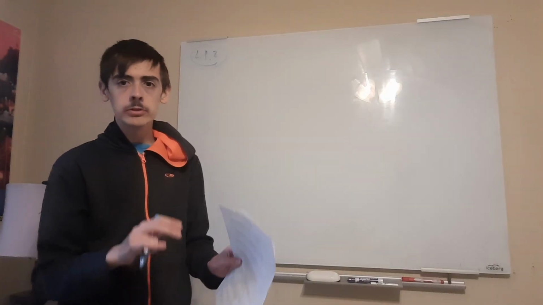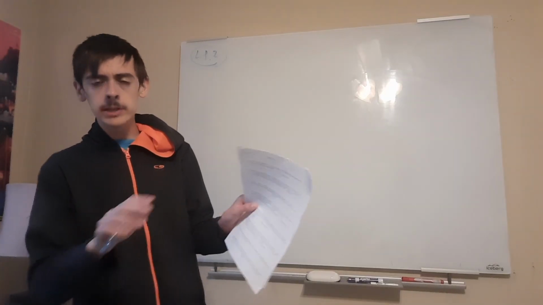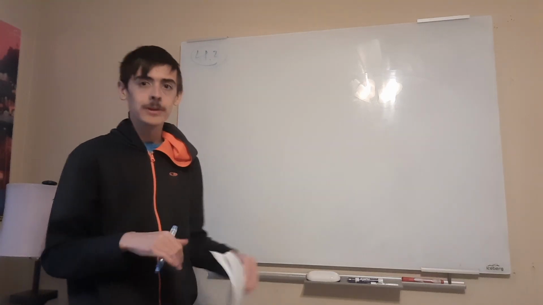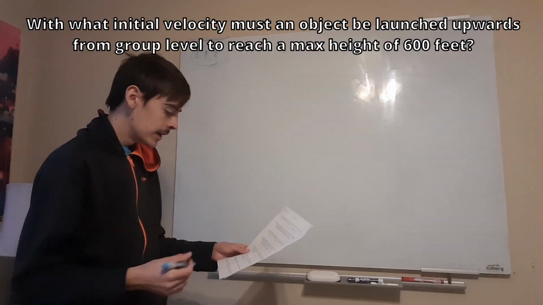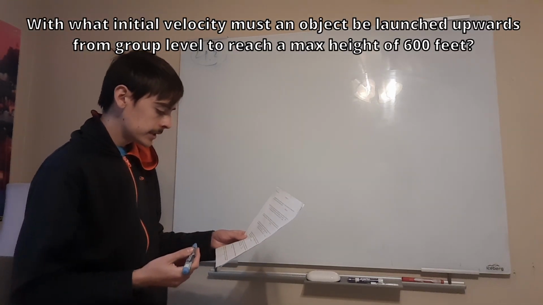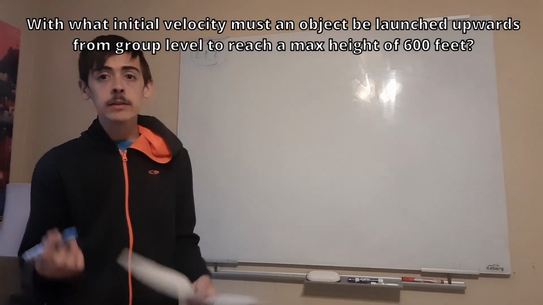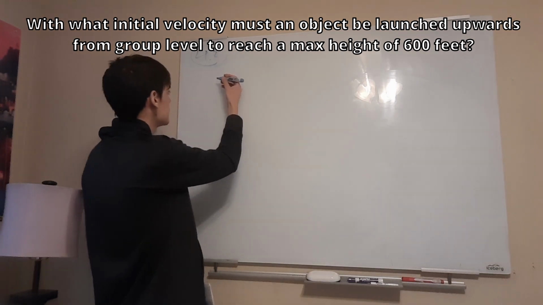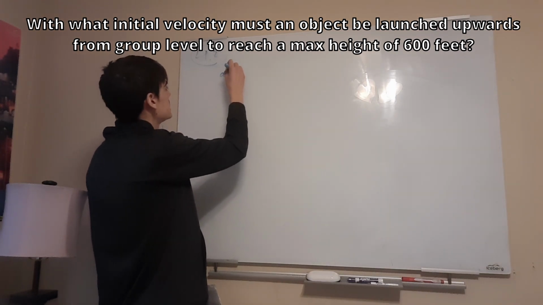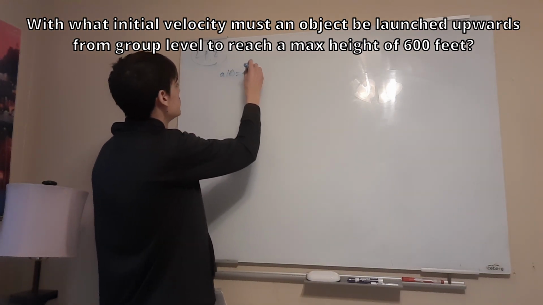Alright, this next one introduces a new kind of concept, but we're going to proceed as normal, and then I'll show you the detour midway through of how it's weird. It says, with what initial velocity must an object be launched upward from ground level to reach a max height of 600 feet? The first thing I notice is that it says it's in feet. So that means a of t will equal negative 32.